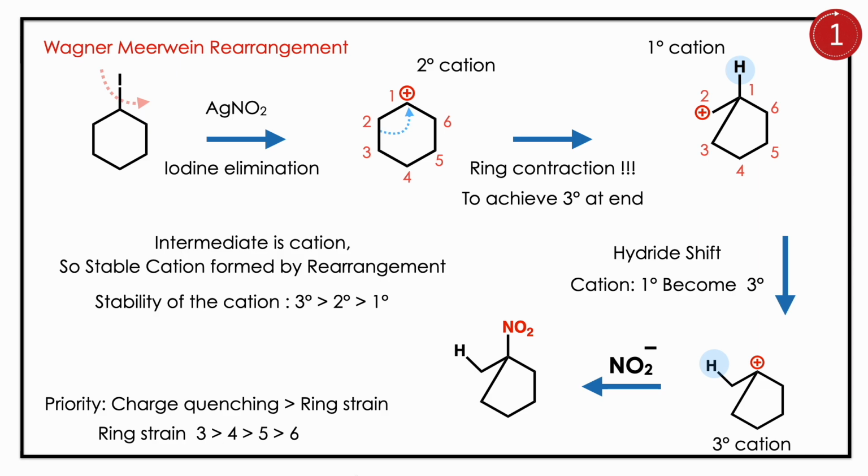Finally you have NO2 attack. So the final product, if you look at it, you have cation, but ring contraction is promoted here due to the extra stability. To create the more stable cation, ring contraction happens. Finally, you have a completely rearranged product.